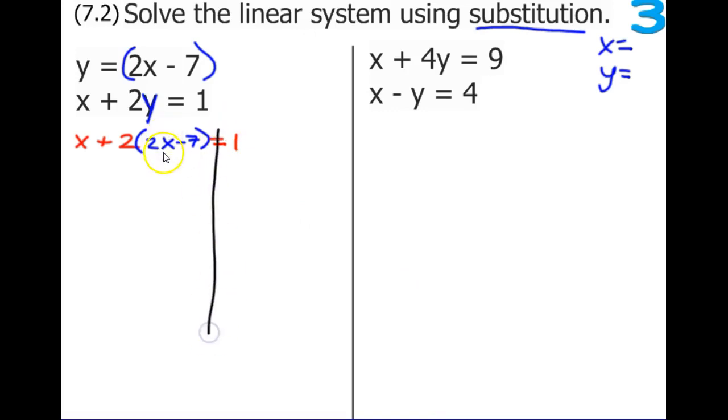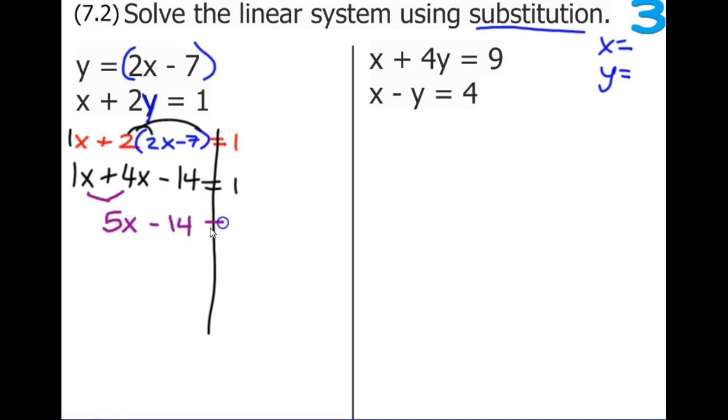So I'm going to solve this. I need to distribute here. This is really a 1x, so I'm going to write 1x. 2 times 2 is 4, so 4x. And then 2 times negative 7 is negative 14. So we need to combine our like terms. So total we have 5x minus 14 equal to 1.